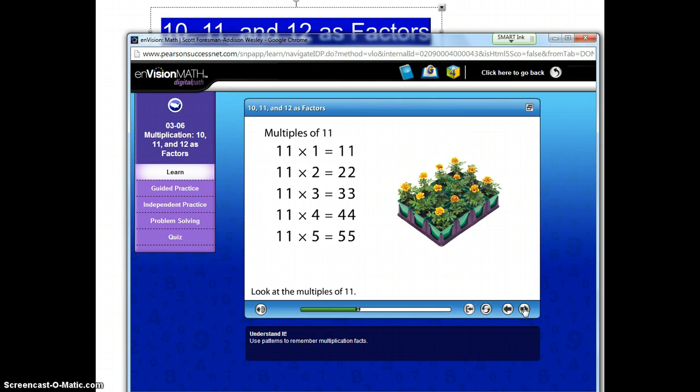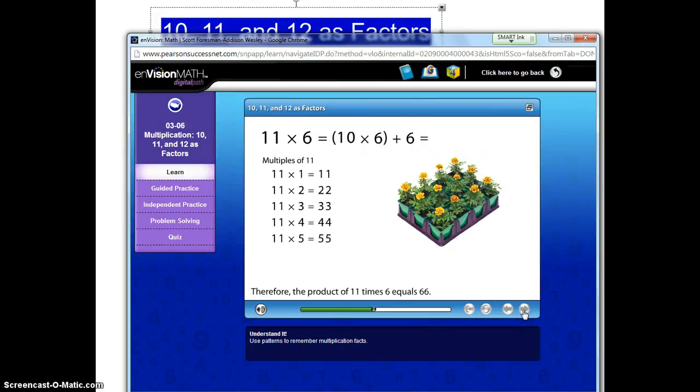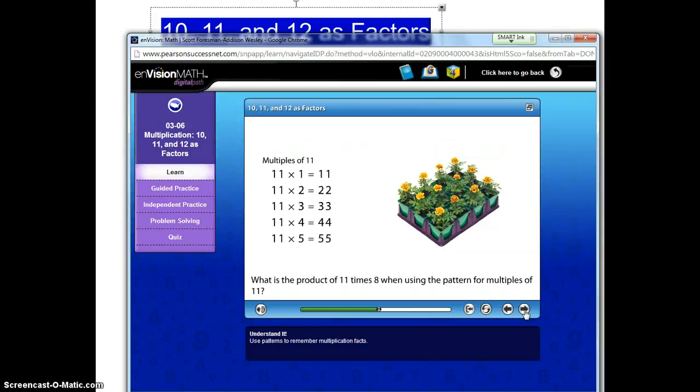All right, look at the multiples of 11 and look at the pattern. We have 11 times 1, 11 times 2, 11 times 3, and look what happens to my product. My product has the same number I multiplied by in both the ones place and the tens place. So 11 times 1 is 11, 11 times 2 is 22, 11 times 3, 33, and so on. So if I continued that pattern, what would 11 times 6 equal? Go ahead and answer that in your head. And 11 times 6, you could break apart into 10 times 6, and then 1 times 6, which would equal 66, or I could use the pattern.